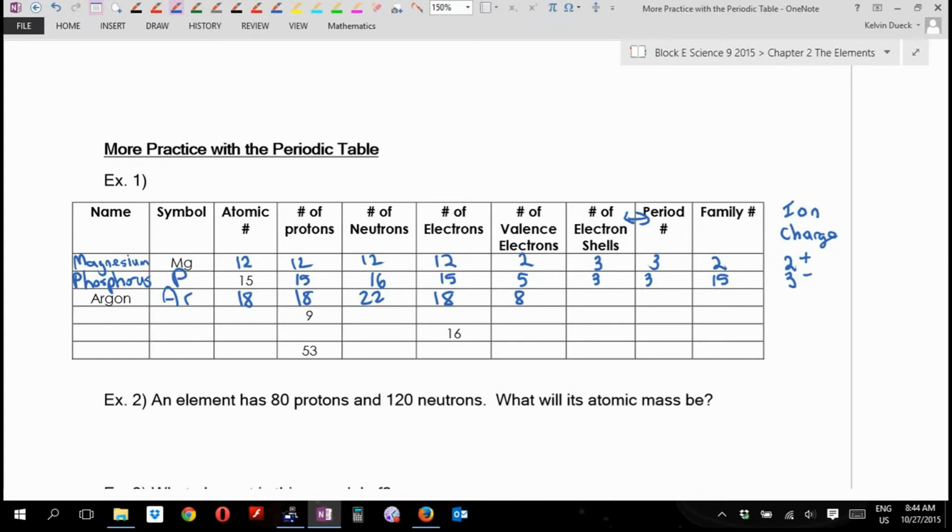How many electron shells? Also 3, which means it's in the 3rd period. And it's family number 18, right? What's its ion charge? Well, you know what? It doesn't form an ion. It doesn't gain or lose electrons.